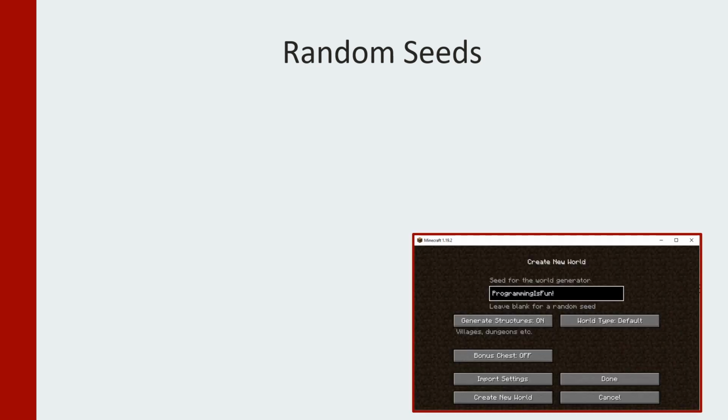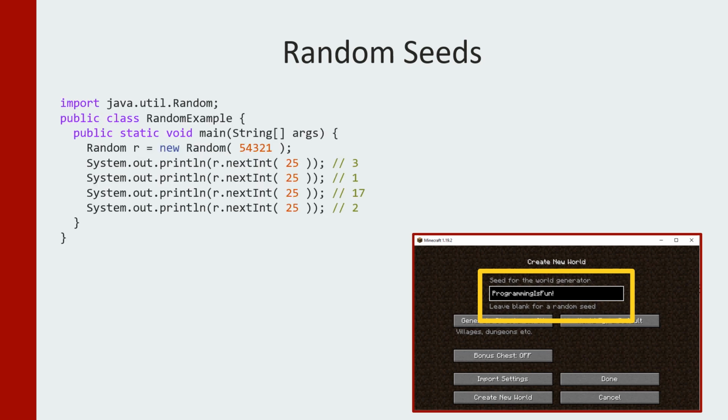One example of where random seeds might be used is if you were playing a game and you wanted to generate the world. You can actually use a seed to do that, and you would leave it blank for a random seed. That way, every time the world is generated, it's going to use that same randomness.